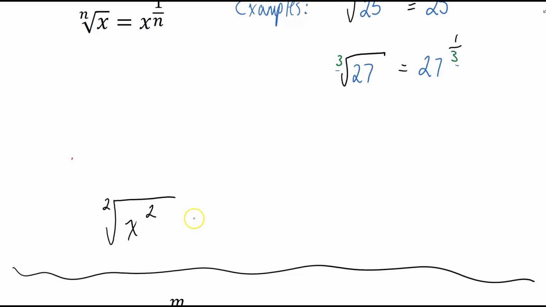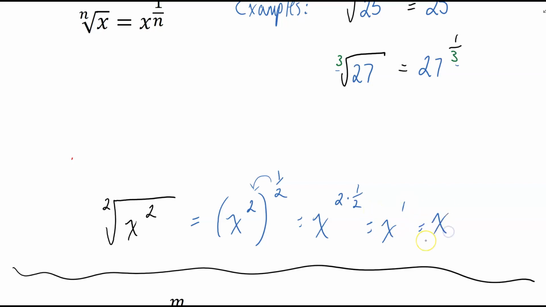Using our fractional exponents, we could simplify this also, and it works out to be x squared, the radicand, all to the power of 1/2. But remember from properties of exponents, power on a power means we need to multiply them. So it's x to the power of 2 times 1/2. Well, 2 times 1/2, that's 1. So that's x to the 1, which is just x.